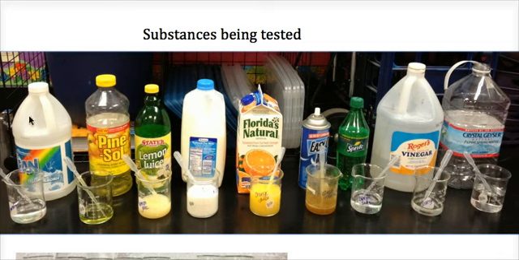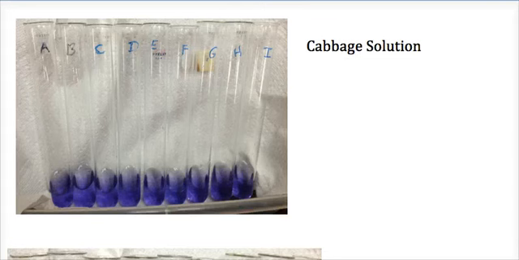So we're going to use ammonia, Pine-Sol, lemon juice, milk, orange juice, oven cleaner, Sprite, vinegar, and water. And we're going to test each of these substances with a substance that is called an acid-base indicator. We used a cabbage solution.